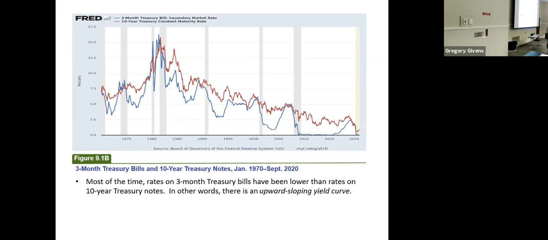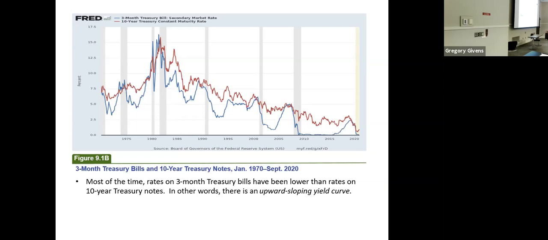Now, what you guys hopefully will notice from this graph, and this is very important, is that most of the time, not always, rates on 3-month Treasury bills have been lower than rates on the 10-year Treasury note. In other words, what does the yield curve look like? It is upward sloping. So most of the time, at least since the 1970s, the US Treasury yield curve has sloped up. Longer-term bonds have higher yield than short-term bonds. Now, the size of the yield spread fluctuates around a lot, right?